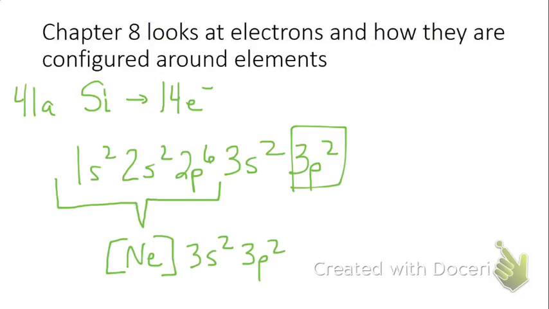And this is the reason why noble gas configuration is so important, because it helps us determine which electrons are the valence electrons. And so that's the electron configuration. Let's look at a different one.